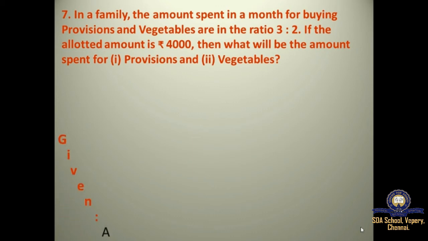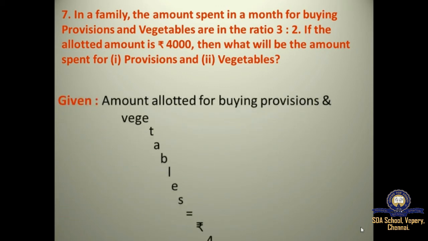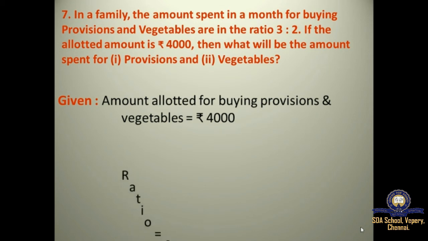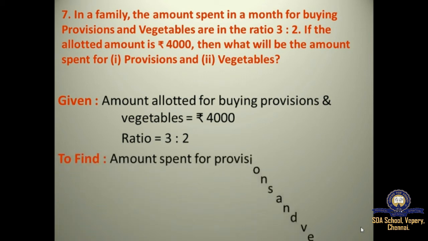Now, what is given in the question? The amount allotted for buying provisions and vegetables is 4,000. Okay, and the ratio is given, that is 3:2. What are you supposed to find? The amount spent for provisions and vegetables.